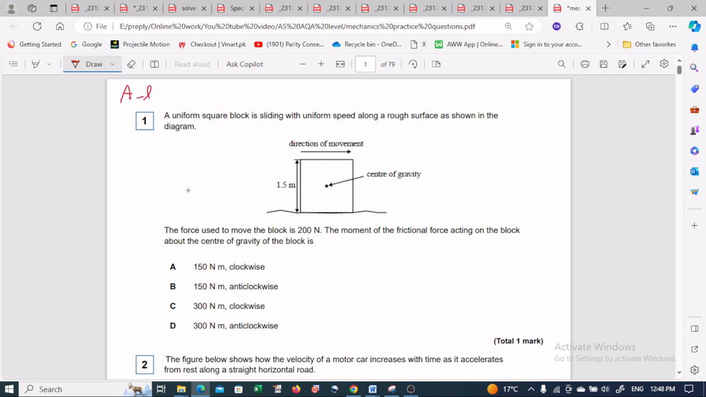A level physics exam question. So first I read the question and then I will solve. A uniform square block is sliding with uniform speed along a rough surface as shown in the diagram.